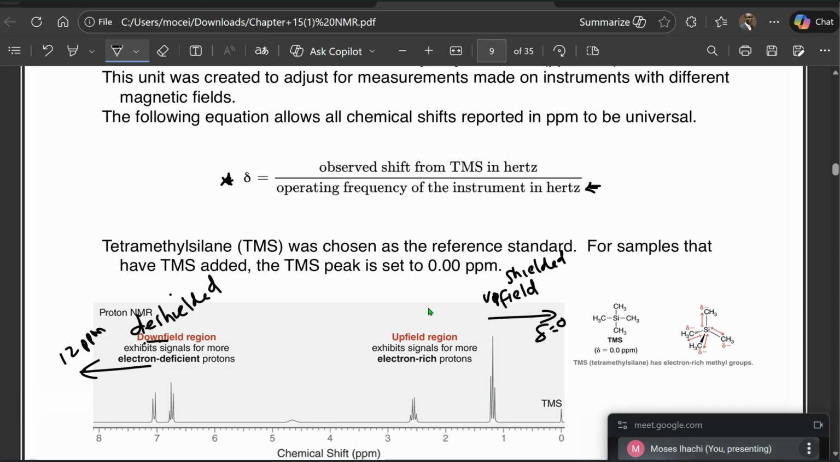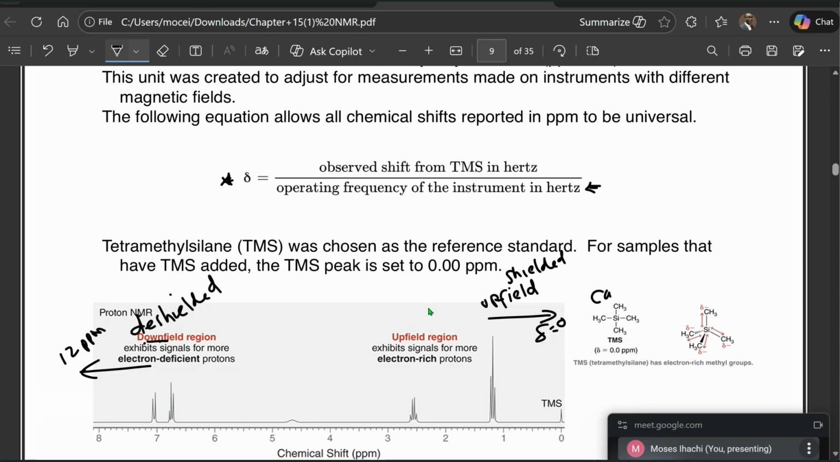And you know you're deshielded because you're closer to electron withdrawing groups. The proton on the carbon is deshielded because it's closer to an electron withdrawing group, farther to the left. If it's farther away from electron withdrawing groups, then it's going to be shielded, surrounded by so many electrons that the magnetic field does not affect it as much to give you a larger delta E.